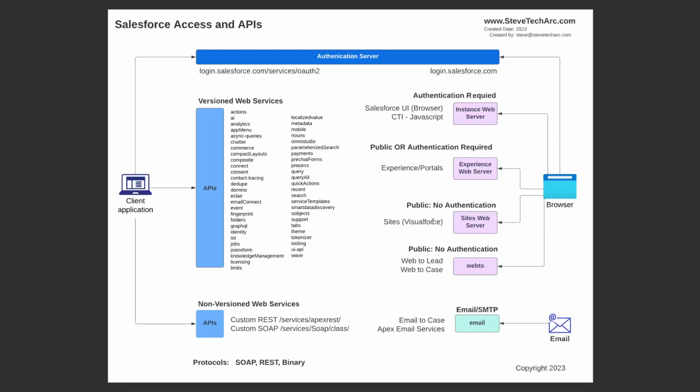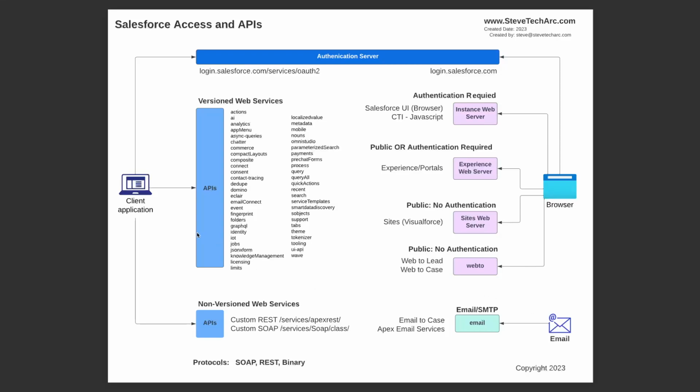You can create sites pages. These are Visualforce pages, which have no required authentication. That's on the site's web server. And then there are additional mechanisms, which are web-to-lead and web-to-case. Using the web-to, it's a servlet. So these are the mechanisms that a browser would use in order to reach and write data. Additionally, on the bottom right, email can enter into Salesforce. You can have email-to-case. You can also have Apex email services, where you can write your own email handler and handle incoming emails.